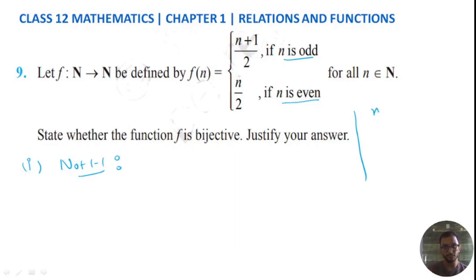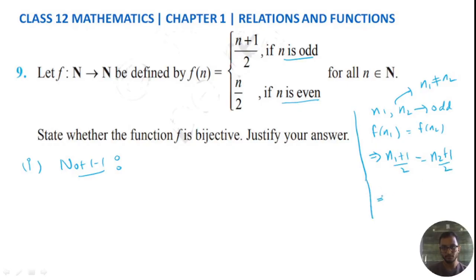Suppose I take two different elements n1 and n2. Suppose for now that both are odd, so we should find n1 and n2 such that their image is the same, that is f of n1 equals f of n2, and here n1 is not equal to n2. Okay, f of n1 equals f of n2. We are going in reverse: what we want to show, we assume, and from that we try to find some condition. So f of n1 will be (n1 plus 1) divided by 2, and f of n2 will be (n2 plus 1) divided by 2.